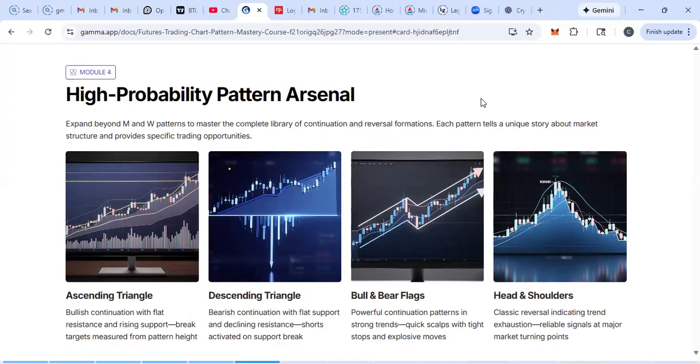Now, ascending triangles is another way you really dive into the market, right? Notice how these plays, it's almost like a stepping stone. Double tops before the fall. Double tops before the fall.